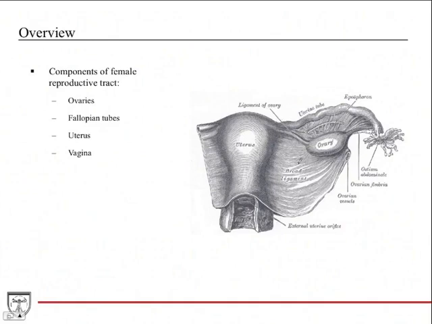So we'll start with the ovaries here, and then we move into the fallopian tubes here, which serve as a conduit from the ovaries directly to the uterus, where pregnancy occurs, and then from the uterus, you have the vagina.